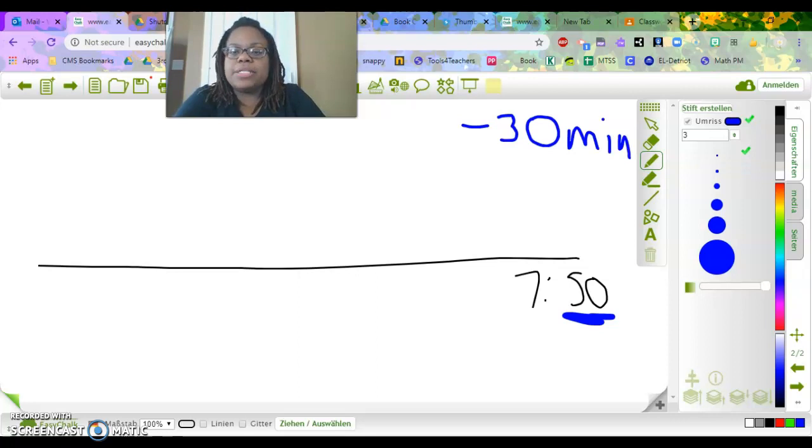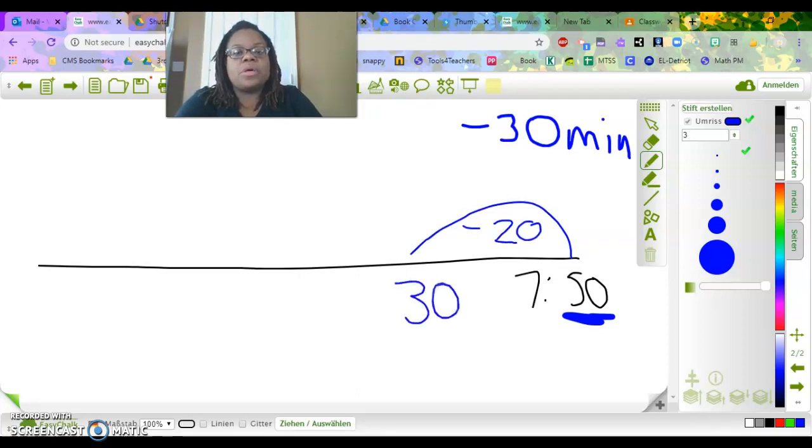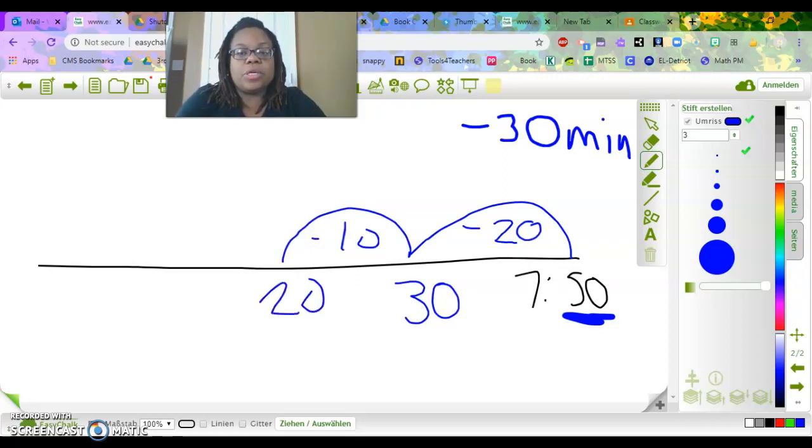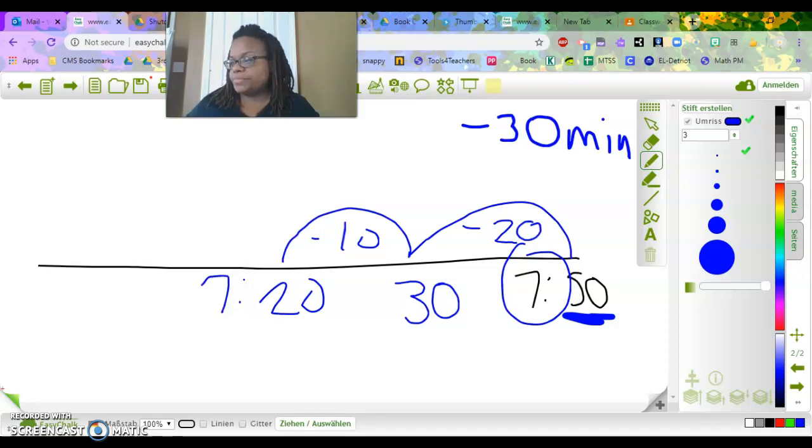So I can choose my jumps. I'm going to choose a minus 20 jump. So 50 minus 20 would give me 30, and 30 minus 10 more would give me 20. So my hour actually doesn't change. So he went outside to play at 7:20.